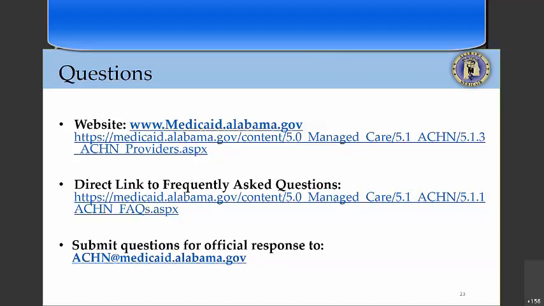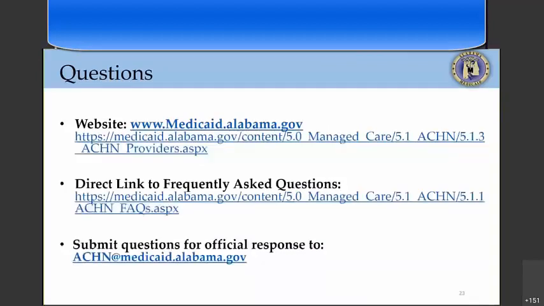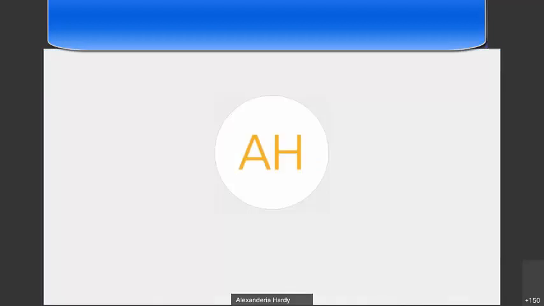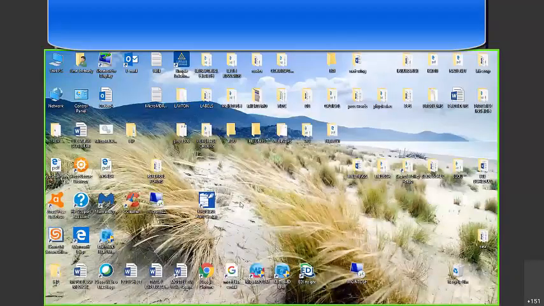Once you're at the ACHN providers page, you'll see things like an overview. You'll see the ACHN regional map. If you click on that link for the ACHN regional map, it shows you a map of the regions, and it's color-coded to go along with the contact information. Now, I will caution you, this contact information is just for providers, so do not pass this information out to your recipients. If you want information for contacts to the ACHN for recipients, you go to the Recipients tab.